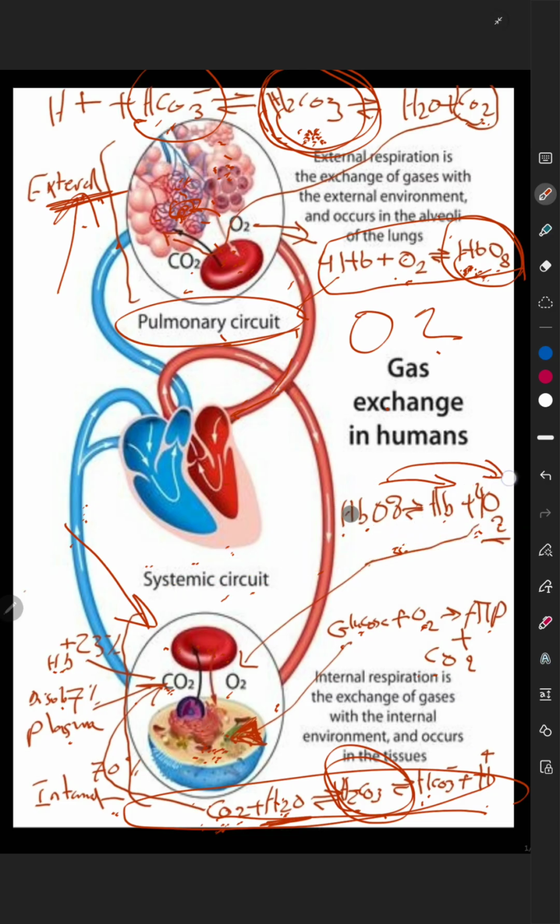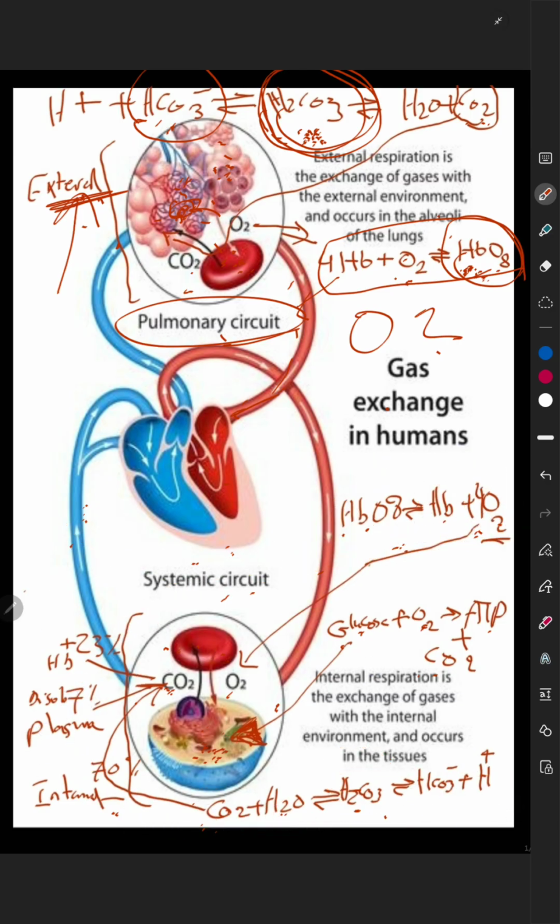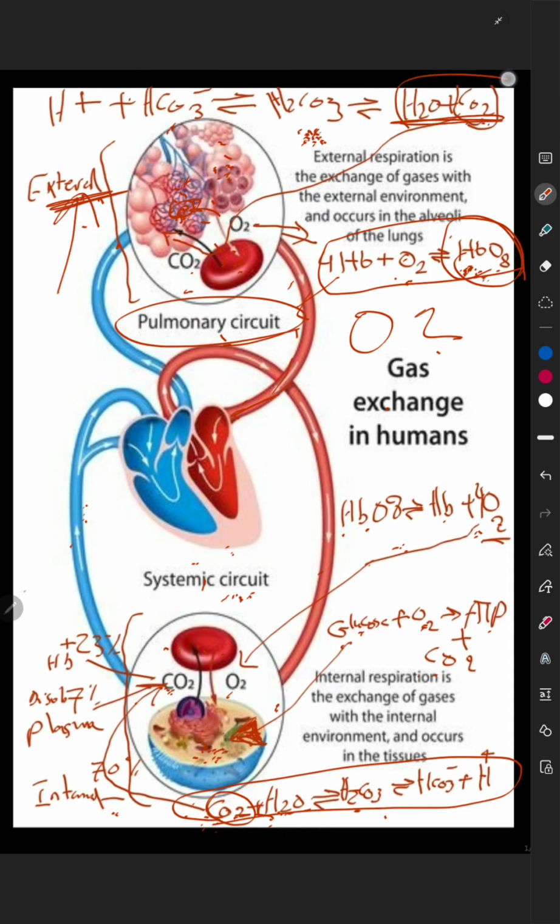The opposite also applies for the carbon dioxide. We can say that this reaction, when carbon dioxide reacts with H2O, happens near the body cell, so it's in systemic circulation and internal respiration. While when the H2O and CO2 are products, where will this reaction happen? It will happen in the capillary that surrounds the alveoli, and it's in external respiration, or during pulmonary circulation.